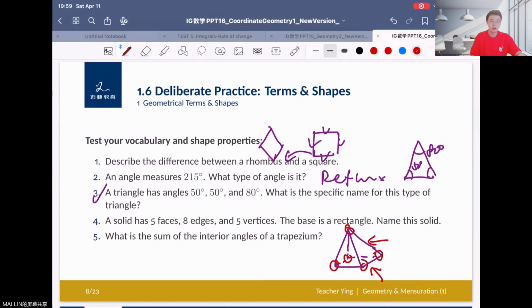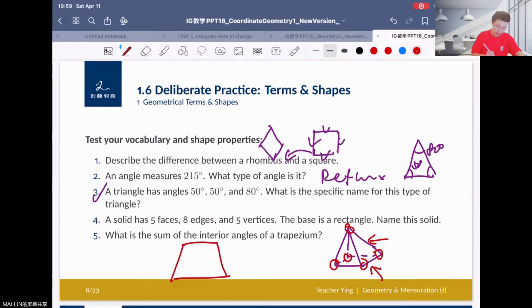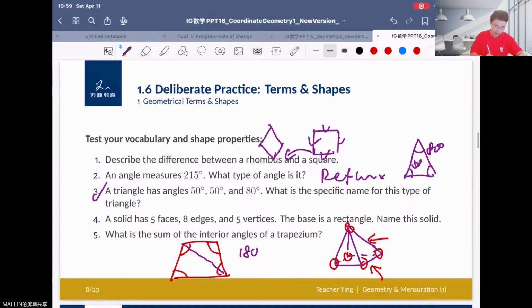And the last problem is: what is the sum of the interior angles of a trapezoid? If you draw a trapezoid, maybe like here, it has 4 angles. If you connect the opposite angles like here, you can find you form 2 triangles. And we already know that for a triangle the total angle is 180 degrees. So the total angle here is 180 degrees plus 180 degrees equals 360 degrees. So that is the total angle value in the trapezoid.